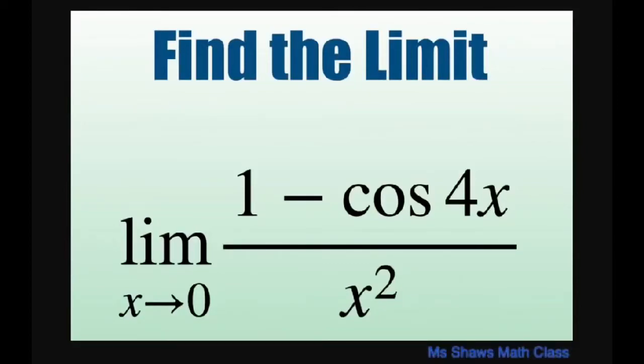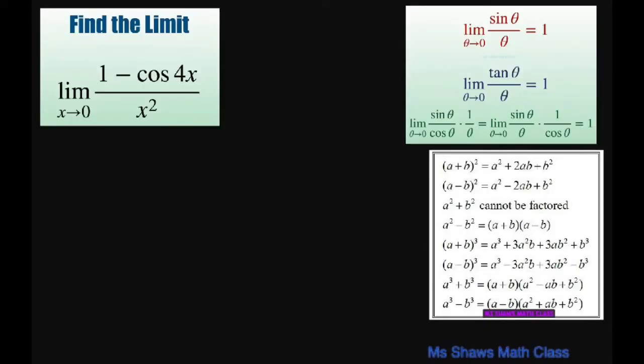Everyone, we're going to find the limit as x approaches 0 of (1 minus cosine of 4x) divided by x squared. I can't work with it right now because when you substitute in 0, we're going to get a 0 in the denominator, which is undefined.